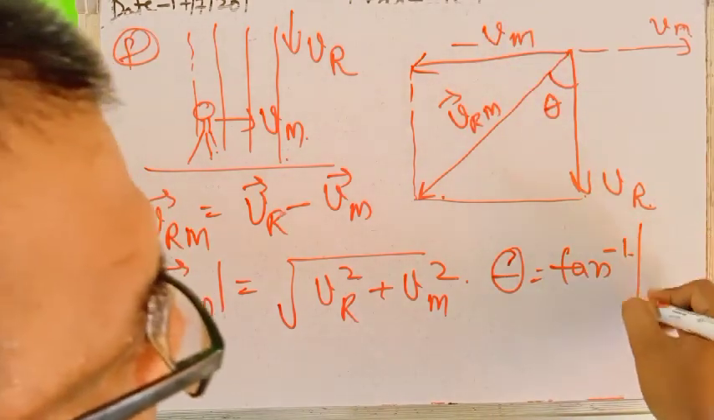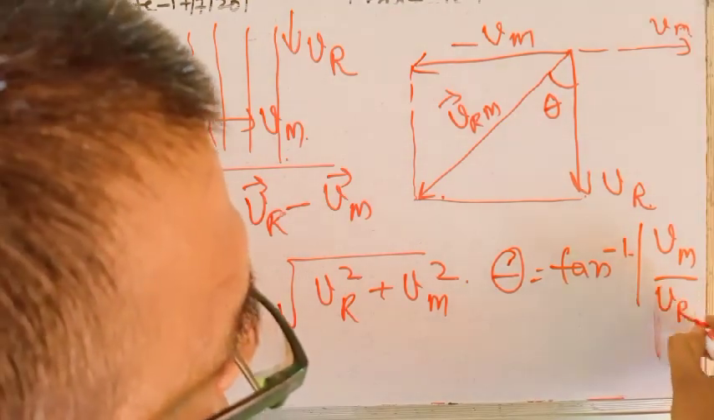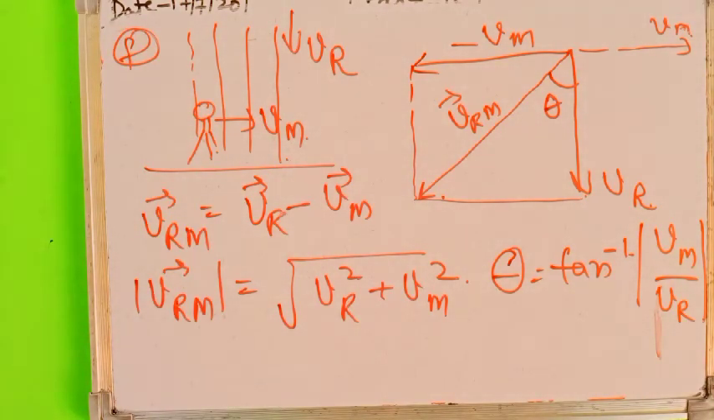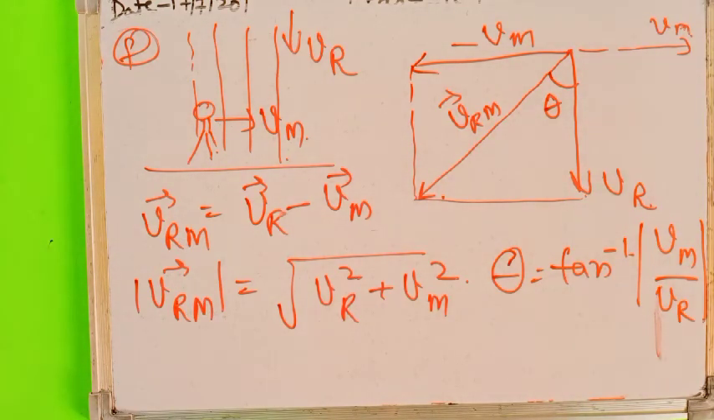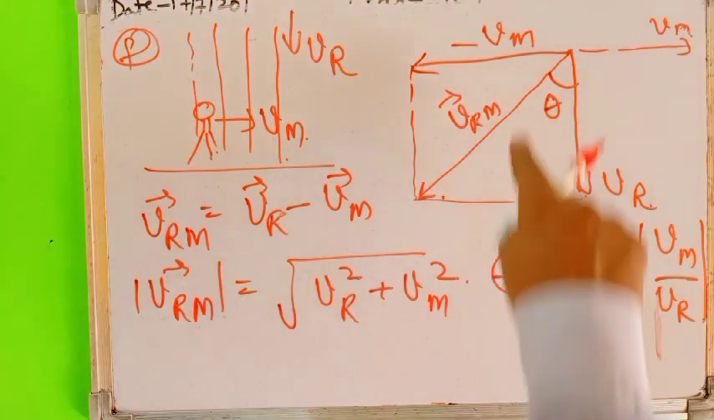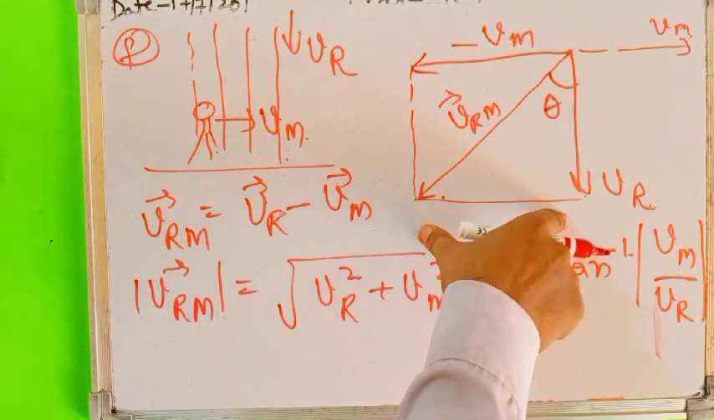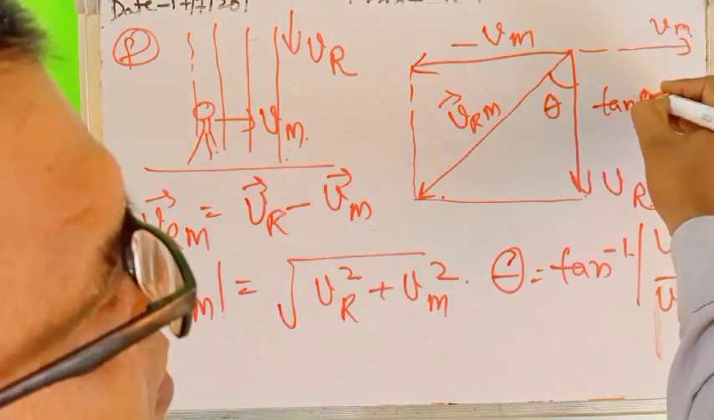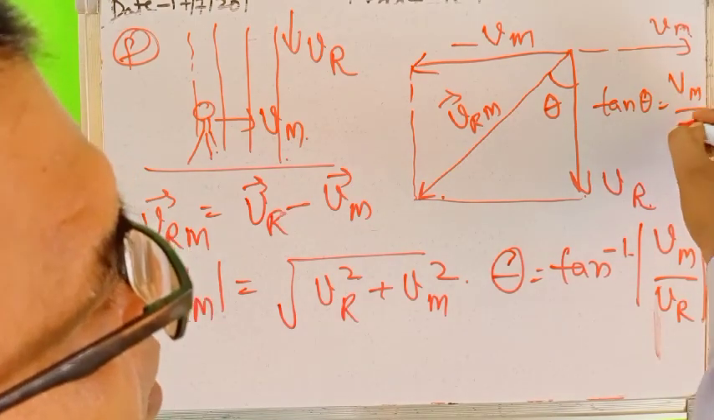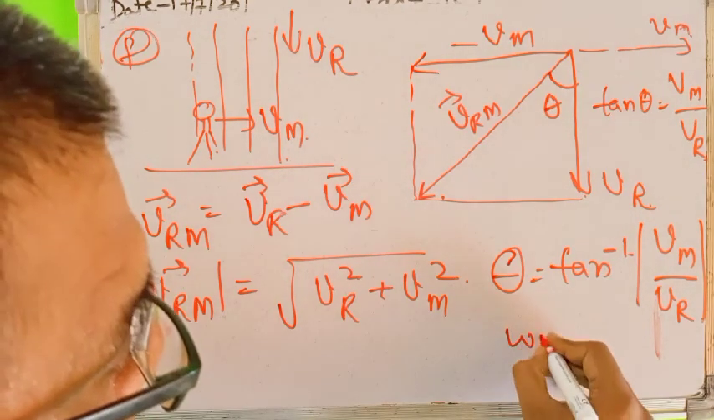And the direction in which he will put the umbrella, that is theta, is equal to tan inverse Vm upon Vr. Theta is the direction in which the man must put the umbrella to save himself from the rain. So tan theta is perpendicular upon base. The perpendicular is Vm, the base is Vr. So theta is equal to tan inverse Vm upon Vr with the vertical.